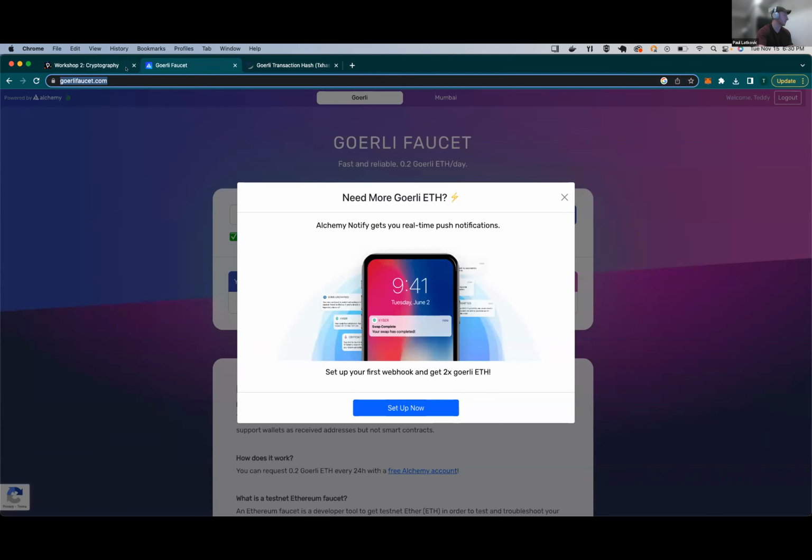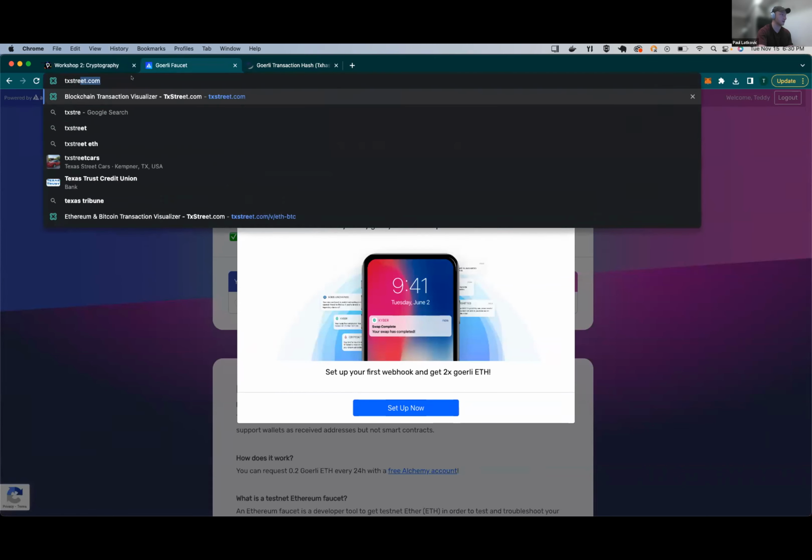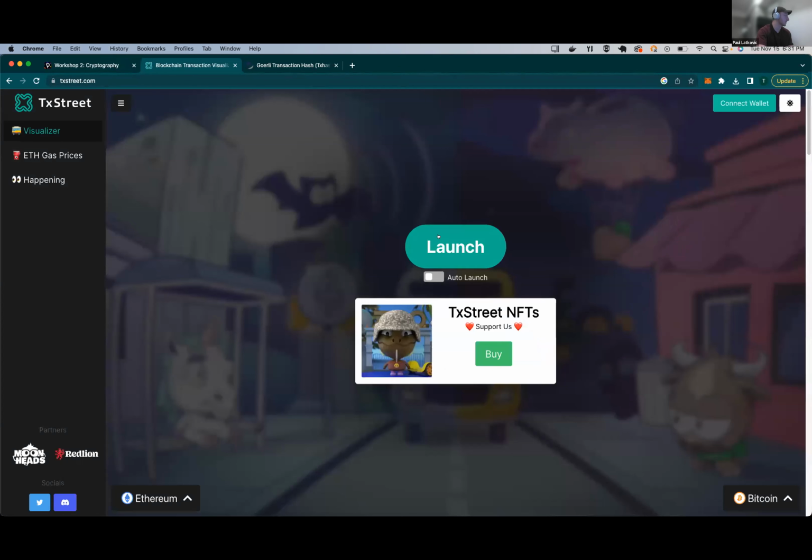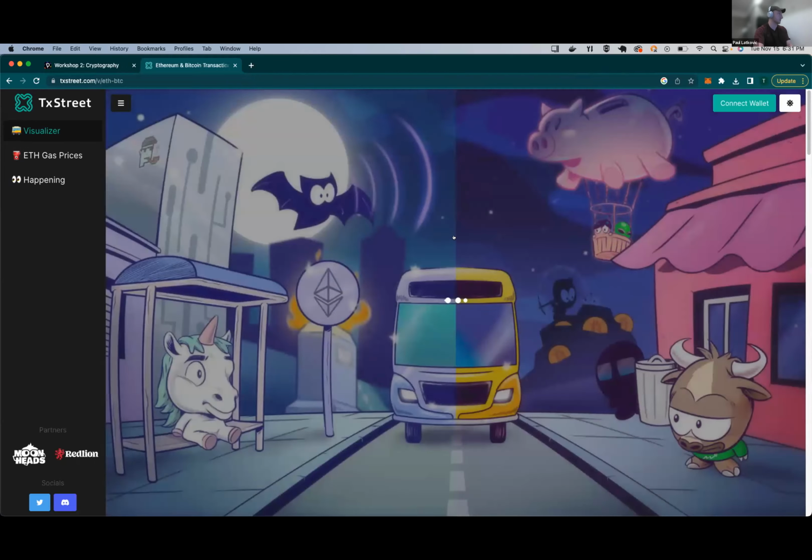We'll post a link to this. I think it's on the presentation slides. But for now, we can move on to the next demonstration, which is Transaction Street. It's a cool little demo.